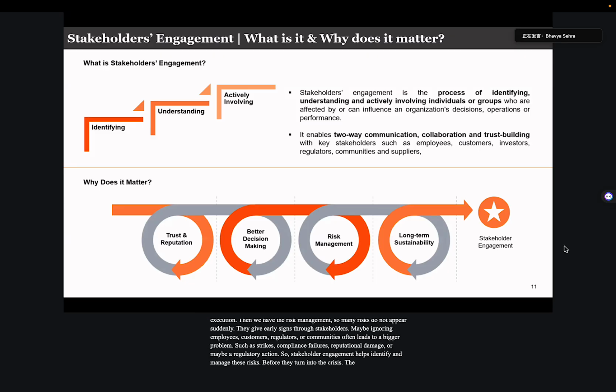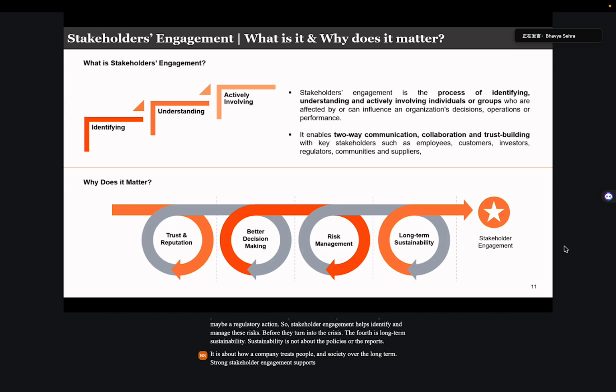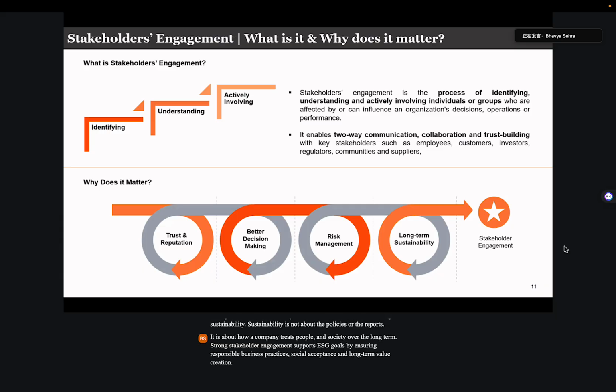The fourth is long term sustainability. Sustainability is not about the policies or the reports, it is about how a company treats people and society over the long term. Strong stakeholder engagement supports ESG goals by ensuring responsible business practices, social acceptance, and long term value creation. Let me give you one simple example.